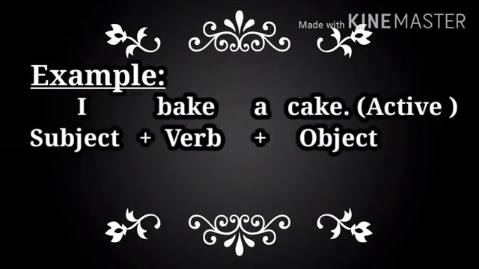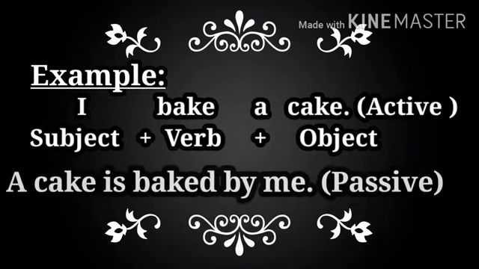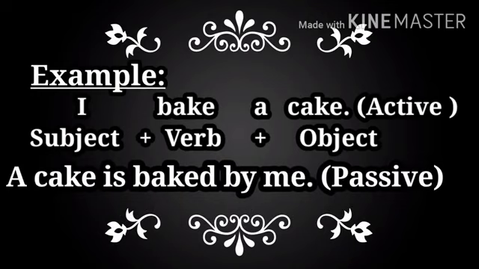I bake a cake. In this, first of all, you have to identify what is subject, what is verb and what is object. In this sentence, I is subject because I is doing something. What is I doing? Bake. I is baking something, so bake is verb and action. A cake, what is baking? Object is cake. So we have to change the subject into object and object into subject.